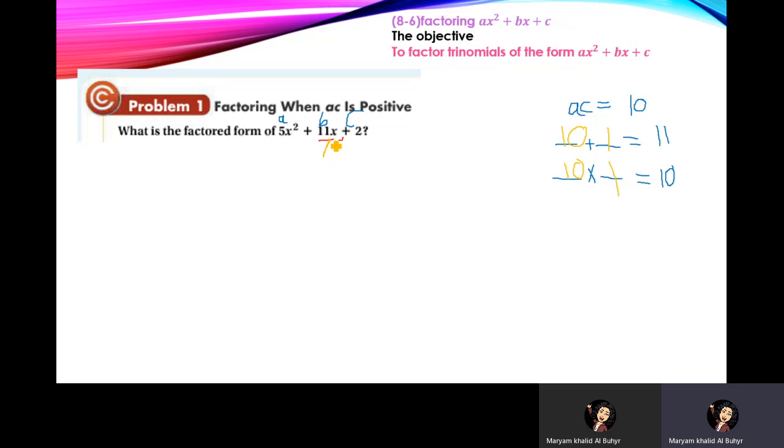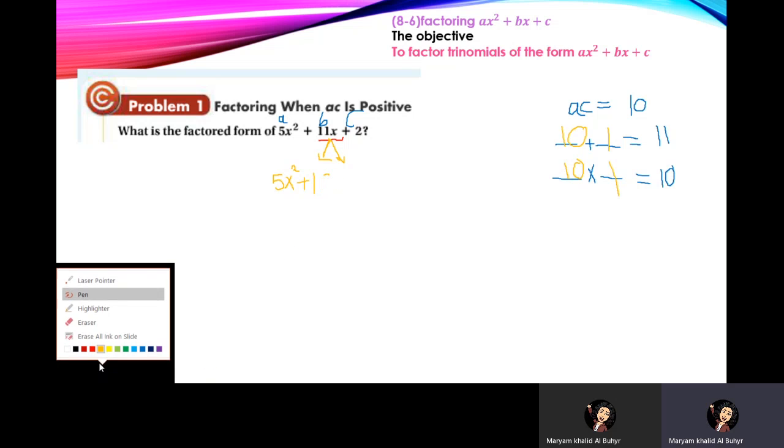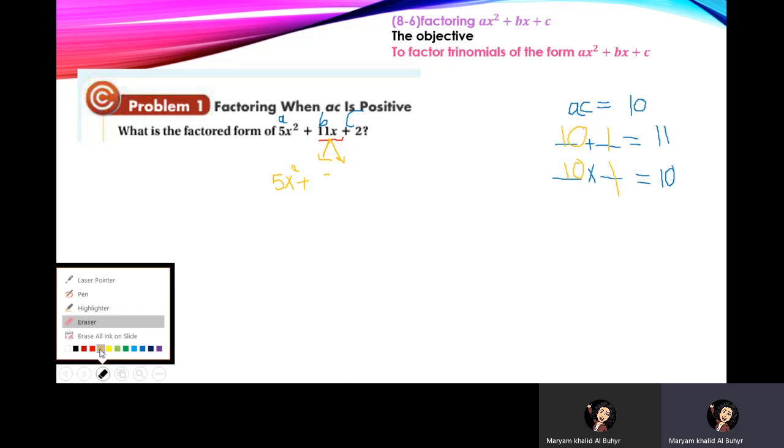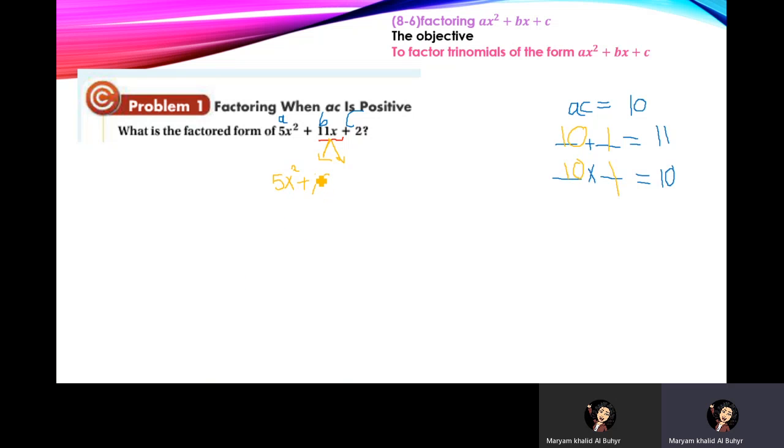So I'm going to separate this one like this. I'm going to write 5x to the power 2, I will drop it down. Then I will take 11x and separate it. I will write plus 10x, plus 1x, which is x, plus 2.